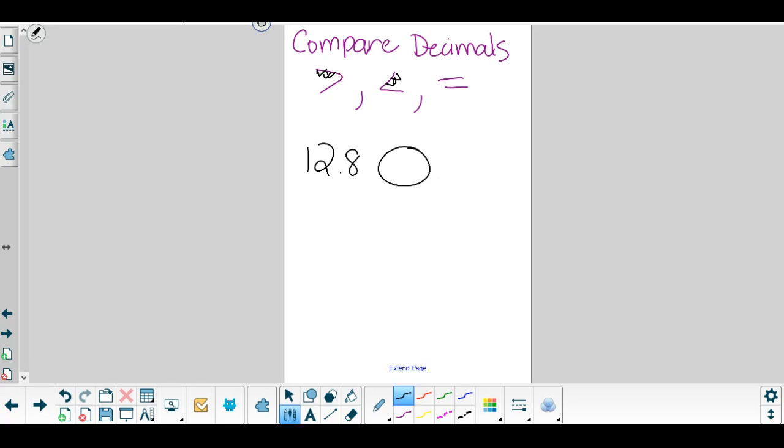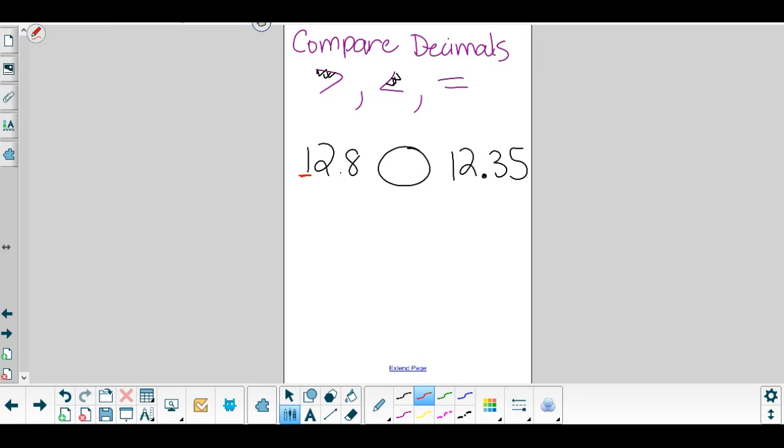12.8 compared to 12.35. Now, I love when I see these types of comparisons because most of you are going to say the 12.35 is the bigger number because it has more numbers in it. That is not true. The 12.35 is not the bigger number, but let's see why.